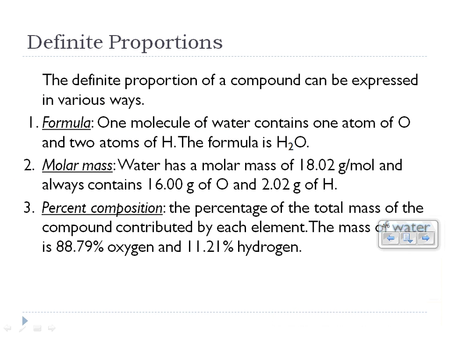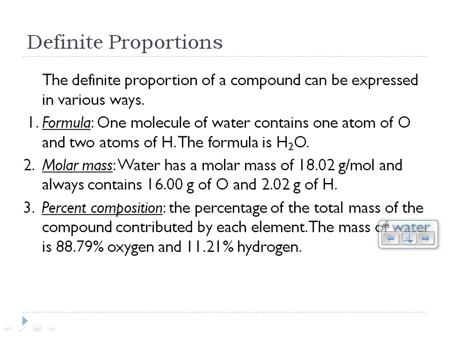So the definite proportion of a compound can be expressed in a few different ways. The first is, like I've already said, using the formula. So if we go back to my water example, we know that 1 molecule of water will contain 1 atom of oxygen and 2 atoms of hydrogen. And the formula is H2O, and that's always the ratio. You always have 2 hydrogens for every 1 oxygen.